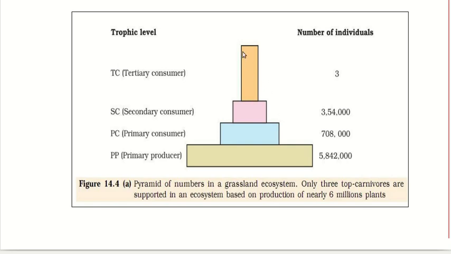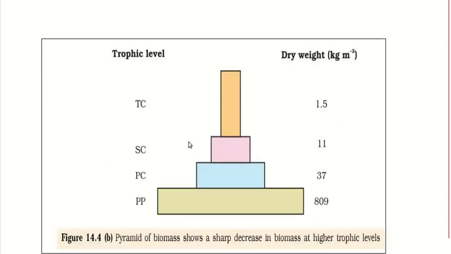You can see only the tertiary consumer number is very less, 3. Secondary consumer is more in number. So this is a pyramid of number in a grassland ecosystem, which has been asked for many times. You have to label all these and you get 3 marks for it.